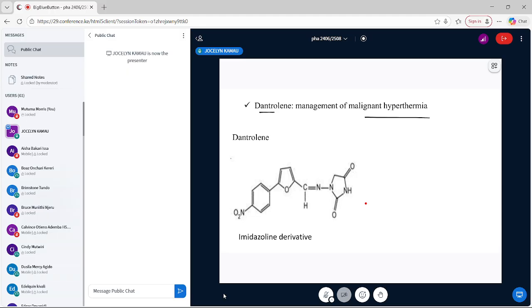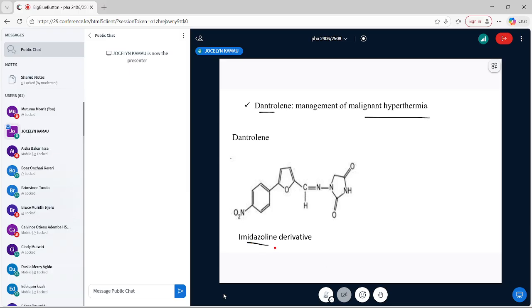How are they going to be sorted out? So you as a pharmacist, when you go to that institution and you realize they use halothane, it should be your interest to find whether they have the antidote in stock, because you can have one or two patients reacting to the halothane. So this is the dantrolene, and we can call it an imidazoline derivative.